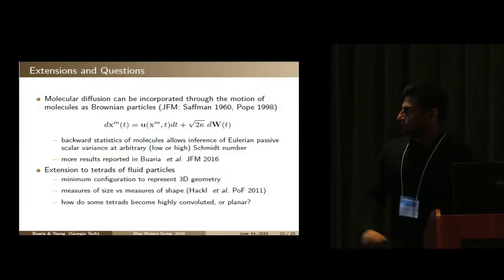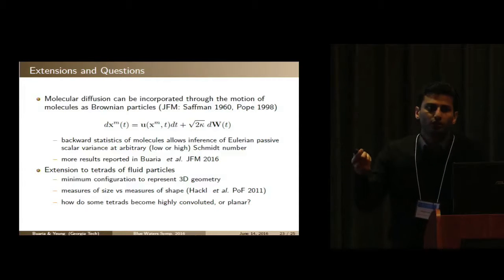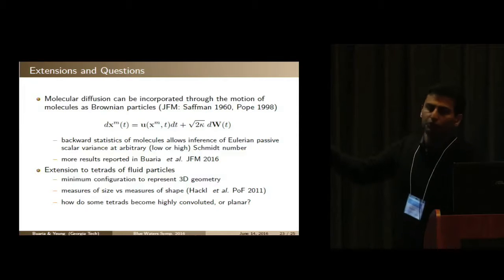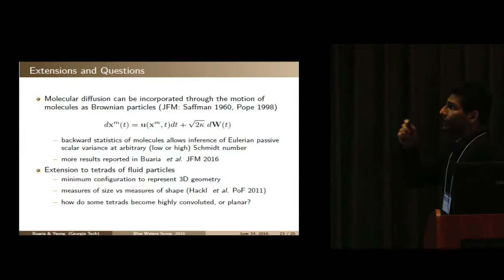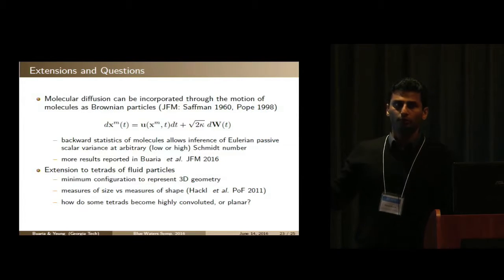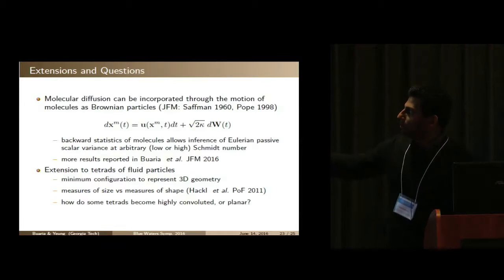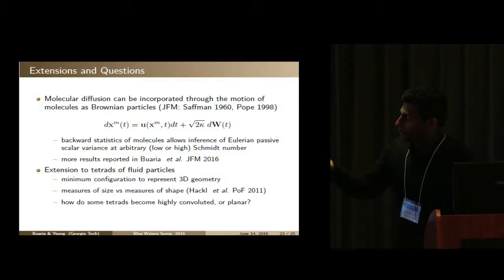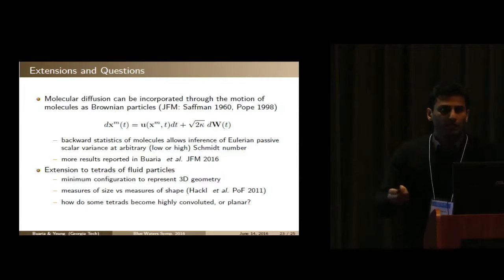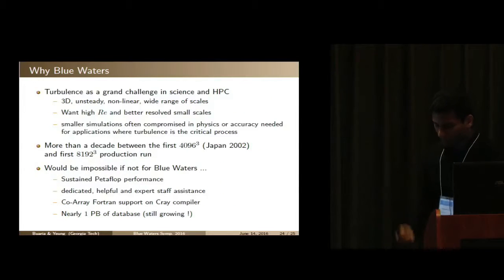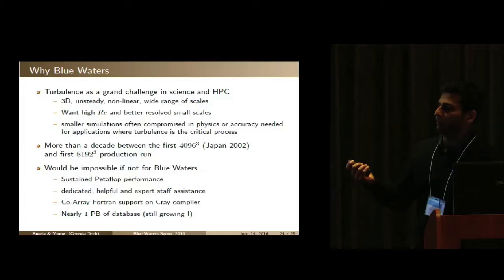And just the last couple of slides. One of the extensions of this is to include the effects of molecular diffusion, and that's by adding a Brownian motion term to the equation of the particles. As I mentioned, the backward statistics of so-called molecules are going to be very important in studying turbulent mixing. I don't have a lot of results here, but if you're interested, you can look up the results in the paper. This work can also be extended by looking at multi-particle clusters of 3 and 4 particles. And a key thing is why Blue Waters.